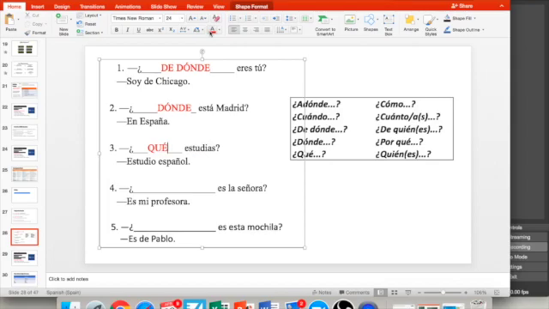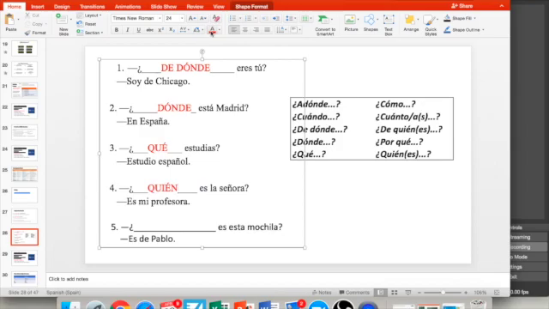Number 4, blank es la señora. And the person answers and says, oh, es mi profesora. So blank is the woman. And this person says back, oh, that's my professor. Es mi profesora. We're asking, who is the woman? So por qué, why, cuando, when, qué, what, dónde, where, cuánto, how much, cómo, how, and quién means who is there. So we should have quién for who here. ¿Quién es la señora? Okay?